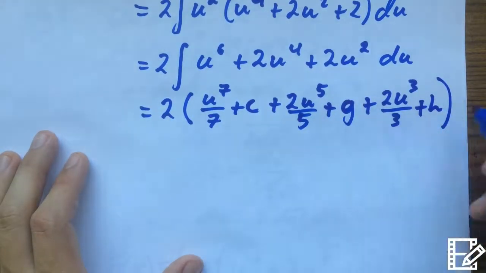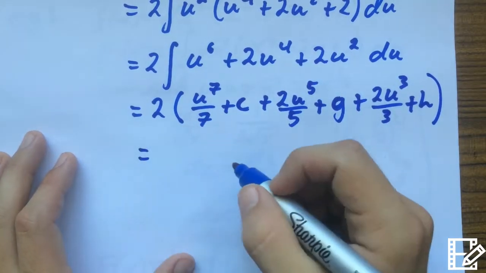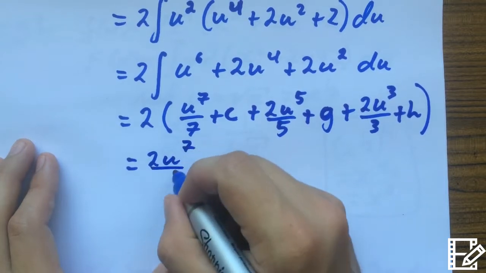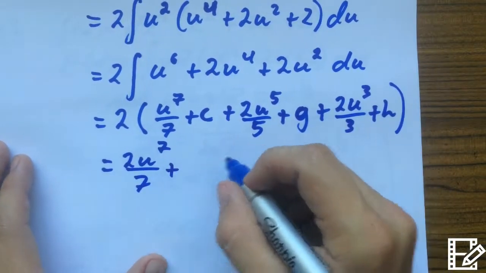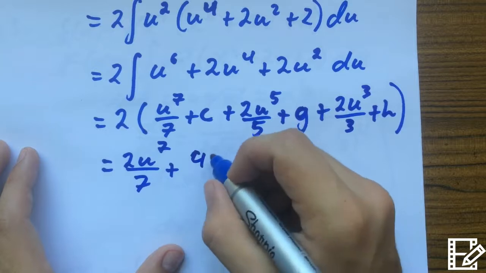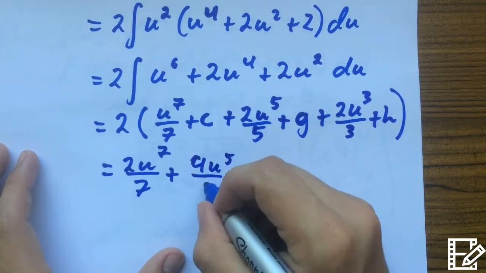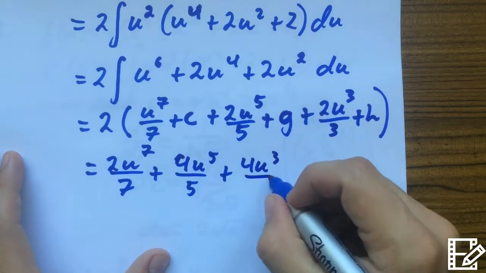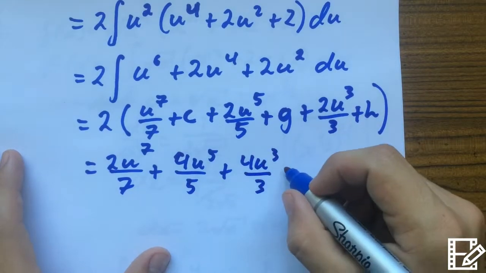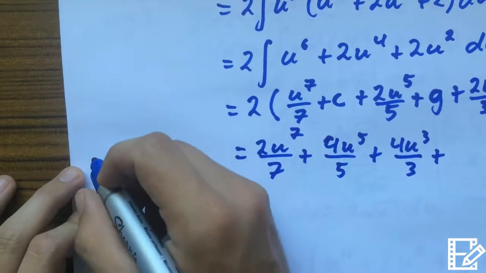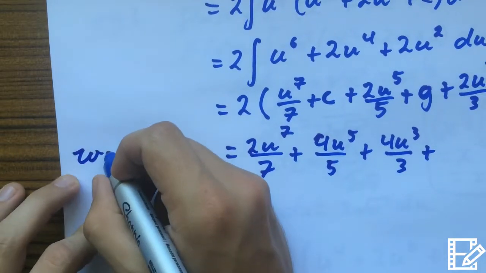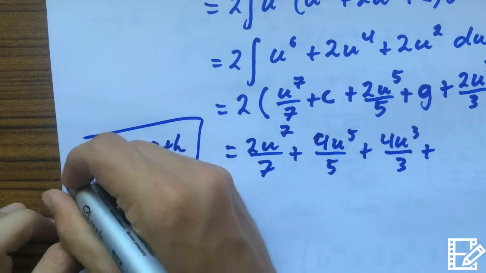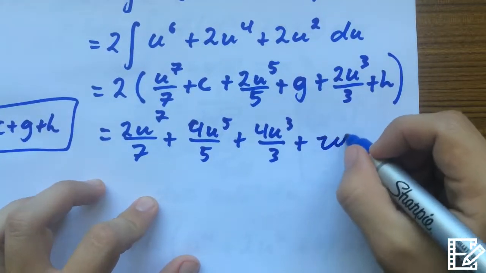Now I'm going to multiply the 2 throughout, and we'll end up with 2u to the power of 7 on 7 plus 4u to the power of 5 on 5 plus 4u to the power of 3 on 3 plus, and I'm just going to say over here, let's say w because we can, equals c plus g plus h. And then we could just say plus w.